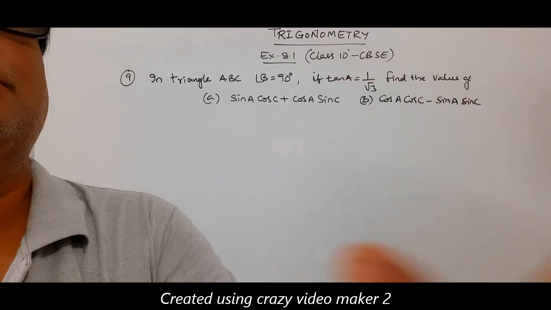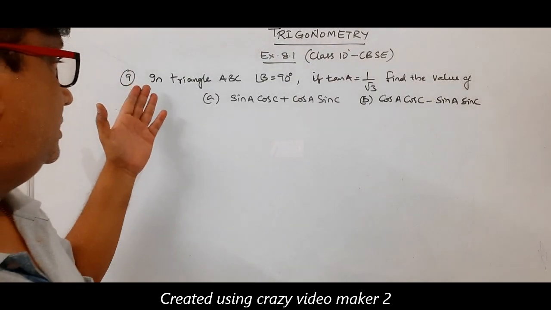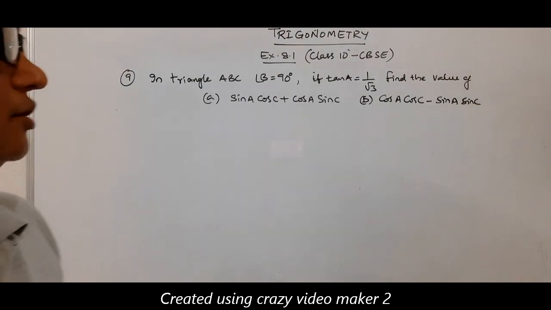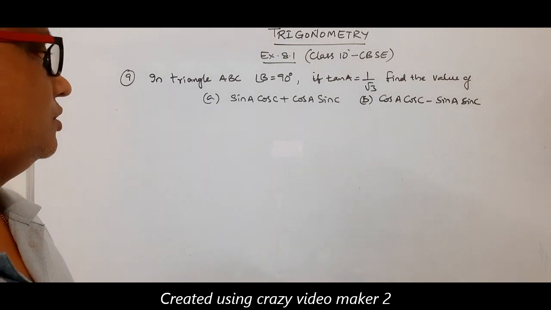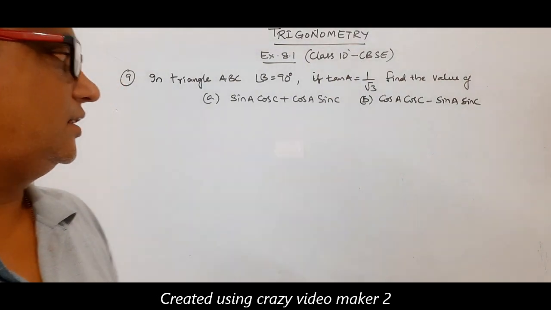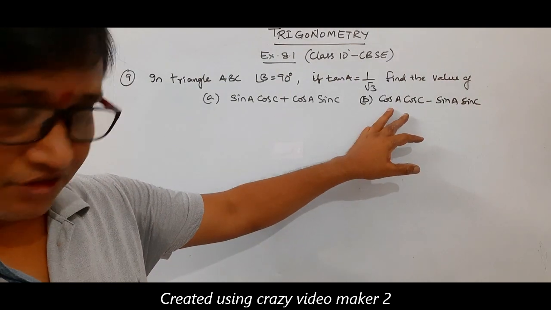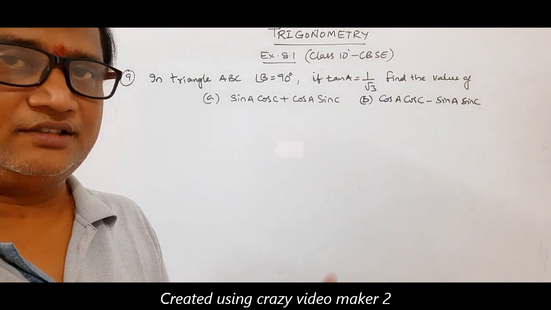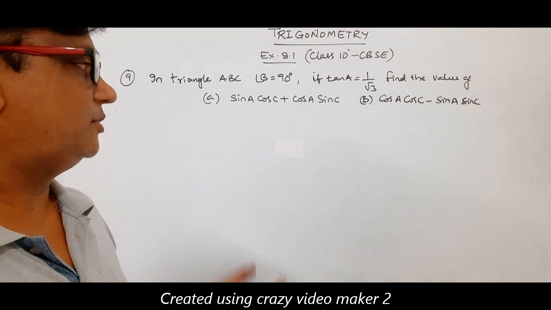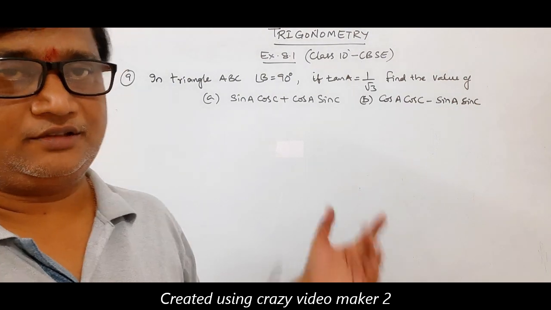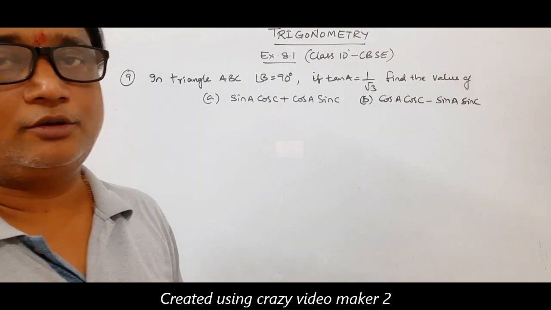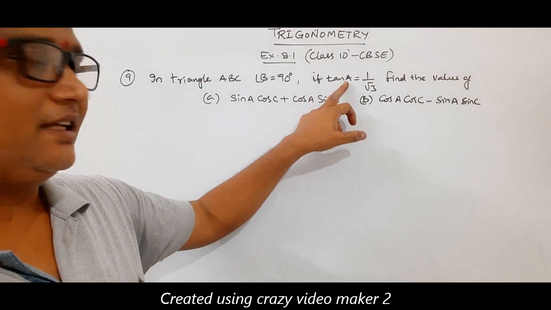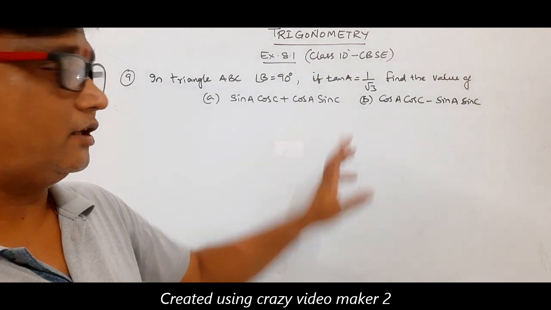In this question, in triangle ABC, angle B equals 90 degrees. If tan A equals 1 by root 3, find the value of sin A cos C plus cos A sin C. The second question is given as cos A cos C minus sin A sin C. Actually these are compound angles in higher levels, so you can write the sin A plus C and cos A plus C formulas and find out. But here we are going to find it another way. This is the most important. See here, tan A is given, and C is there. So we are going to find out C also.